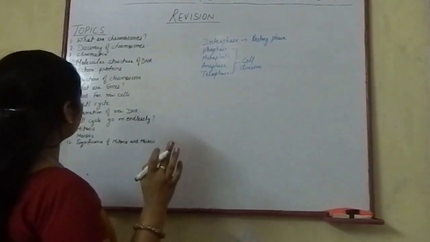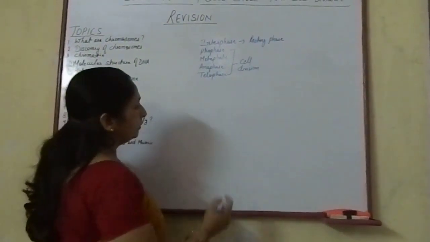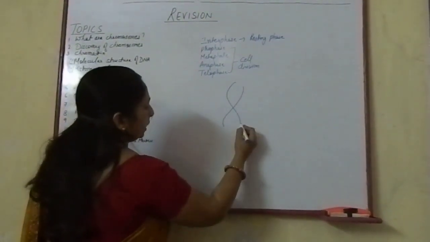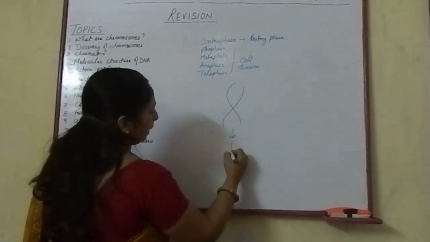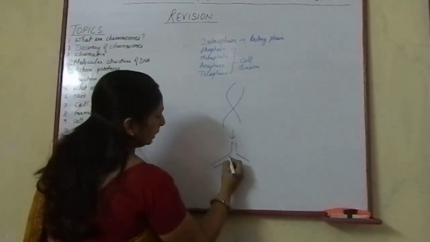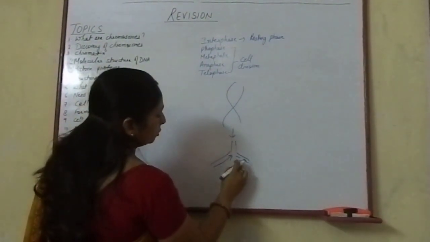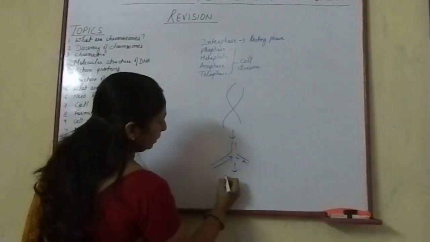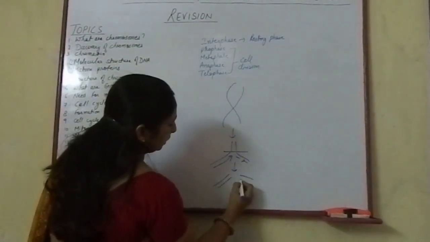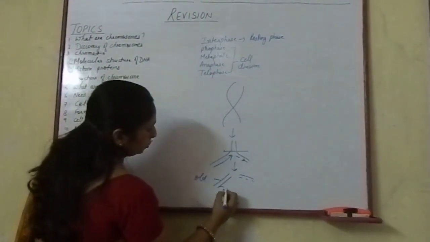Then next topic is formation of new DNA by the semi-conservative theory. The first step is uncoiling of the DNA strand. After uncoiling, it forms a replication fork and it acts as a DNA template for the formation of a new one. Then two new strands are formed, one with the old and one with the new strand.